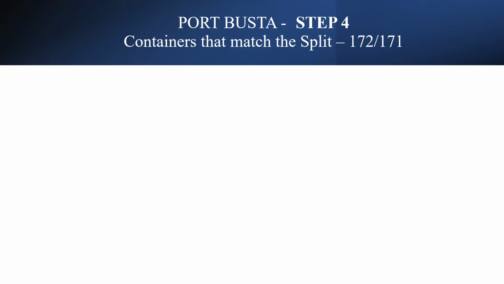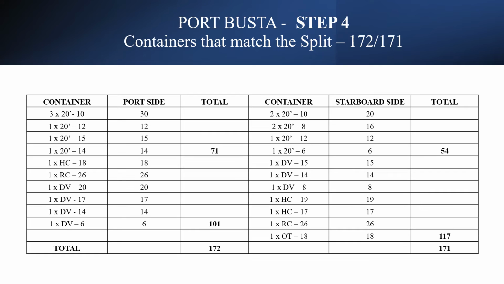So once again, we look at the split, and this is what we came up with. Port side, we have 172 by putting 71 tons in terms of the 20-foot boxes, which would be 6 20-foot boxes, and we have an I-cube, a reefer, and a couple dry vans for 101, which gives us the 172 tons. So we have identified those. On the starboard side, we have 4 and 2, that's 6 20-foot containers for 54 tons, and a couple DVs, I-cubes, 1 reefer, and the open top would go on that side. And that would be 117 tons, which gives us a total of 171.